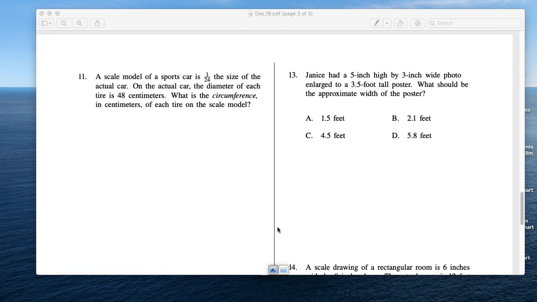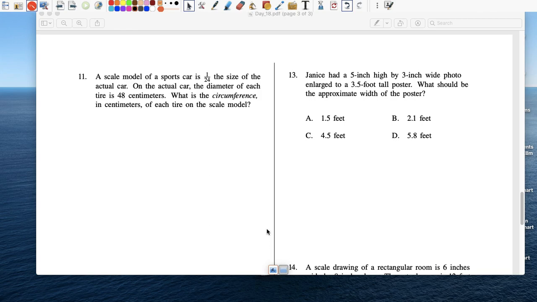A scale model of a car is 1/24th of the actual size. On the actual car, the diameter of the tire is 48 centimeters. What is the circumference in centimeters of each tire on the scale model? So this is the diameter of the actual tire.